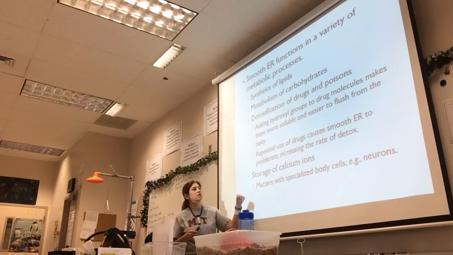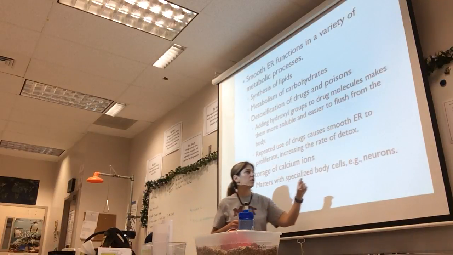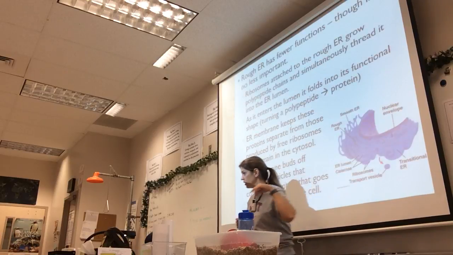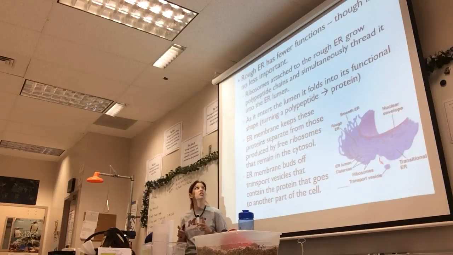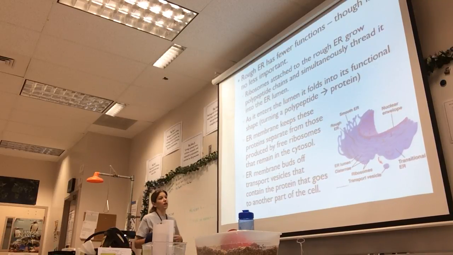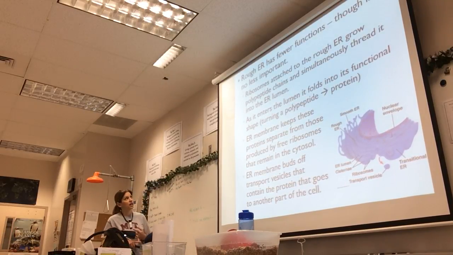The smooth ER also stores calcium ions. This matters a lot with neurons, and we'll get to that in Unit 7. The rough ER has fewer functions, but is certainly no less important. The rough ER is the site of protein synthesis where those proteins are going to most likely be excreted, or kicked out of the cell. So stuff that's going to be excluded, right? We're going to push it out.